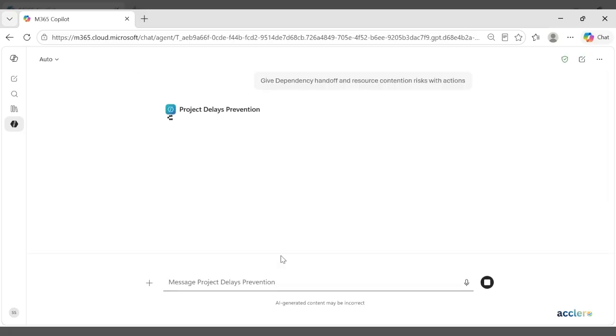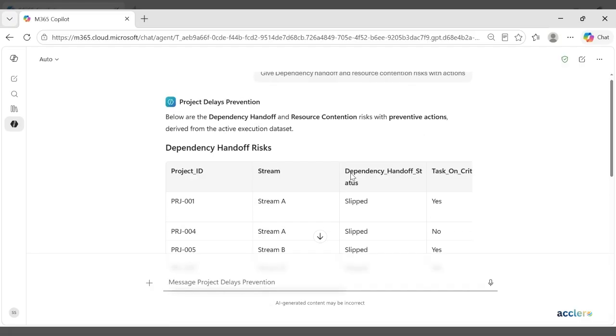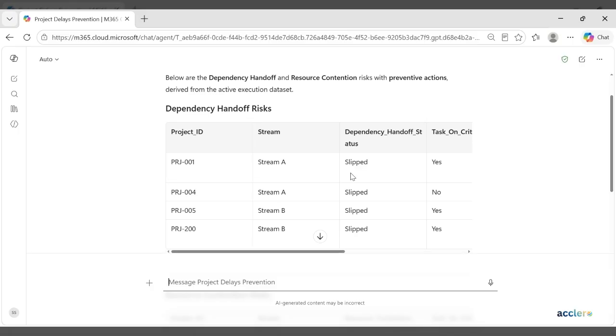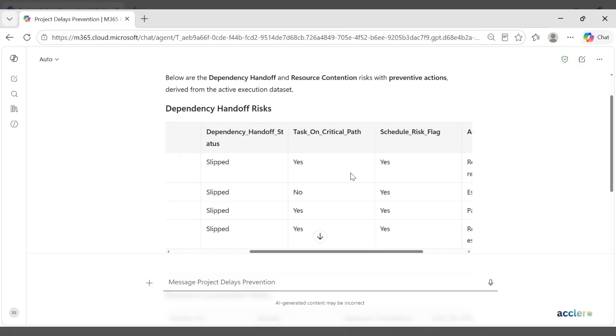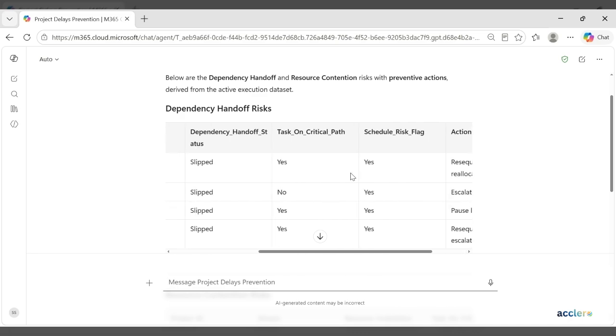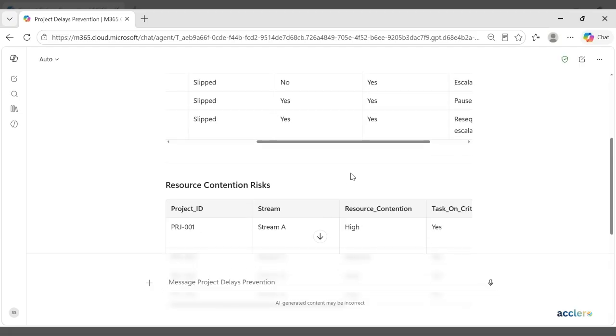Here I am asking the agent to give the dependency handoff and the resource contention risk with the action. So here the agent identifies the dependency handoff risk that is slipping, along with the resource contention and the required action. So this combined risk creates an execution bottleneck that can delay the entire project stream.